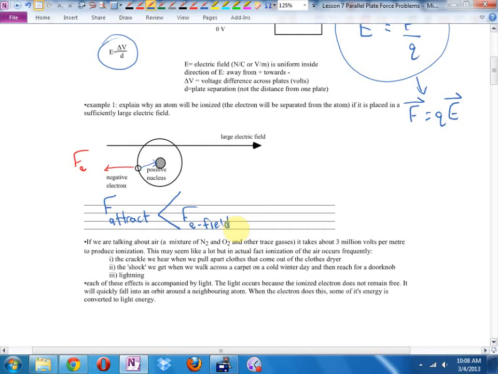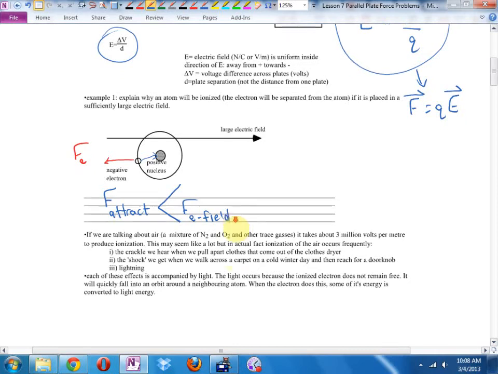Would it be easier to ionize valence shells or electrons that are in close? The closer you are, the stronger the force. The further you are from the nucleus, the weaker the force. So the electrons that are further out on higher shells, further from the nucleus, are easier to ionize.